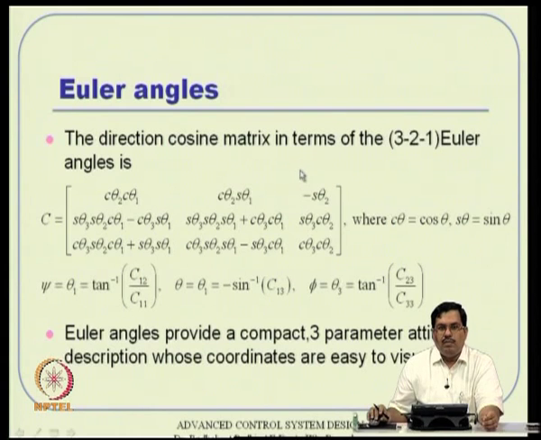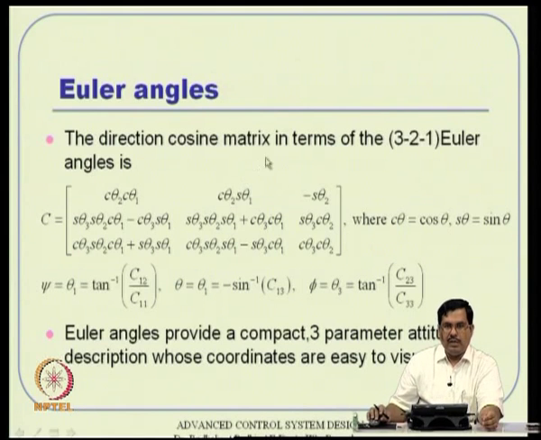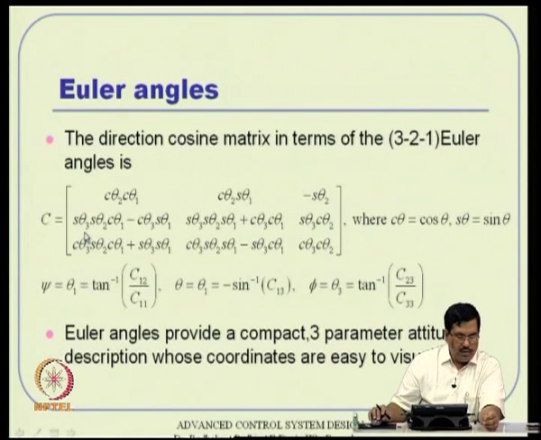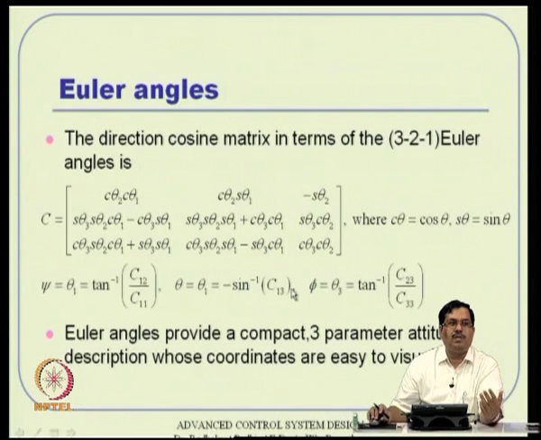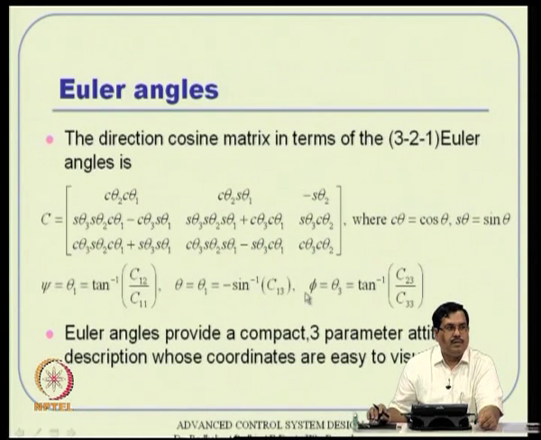Then once you do that, this psi, theta, phi can also be given in terms of inverse transformation. That means, if somebody gives me the direction cosine matrix, then I can also recover these Euler angle quantities. So, there are back and forth transformations available. Once you know one representation, you can find out the representation in another one.